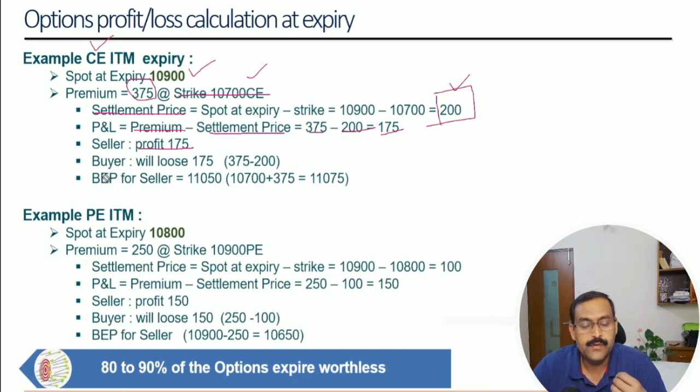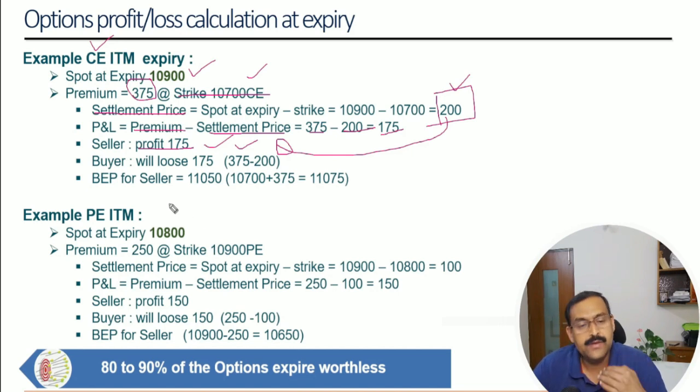Now from the buyer point of view, what will happen? He will still lose because he has paid 375 as a premium to the seller, but he is only receiving 200 points. So that means he is not getting more than what he has paid. So he still loses 375 minus 200, which is 175 points. So that is how the settlement happens.